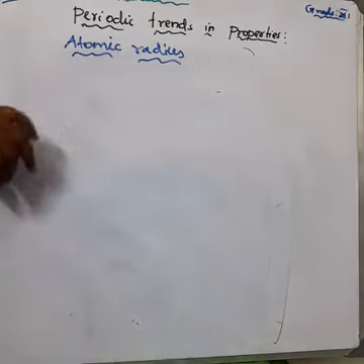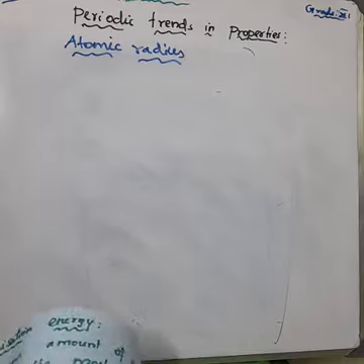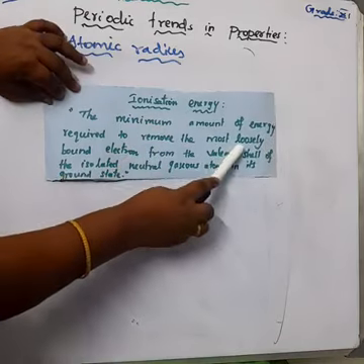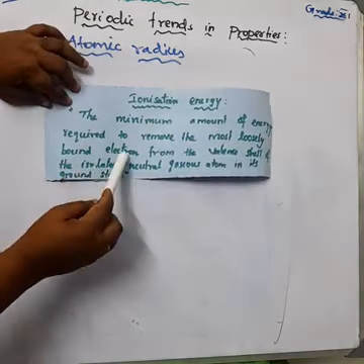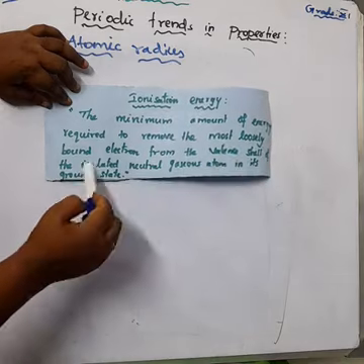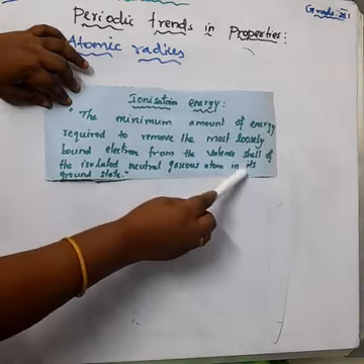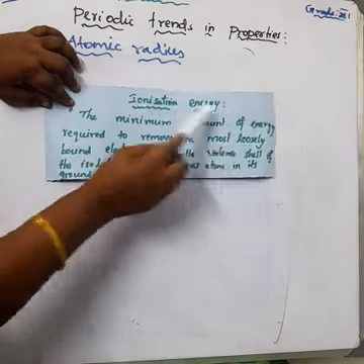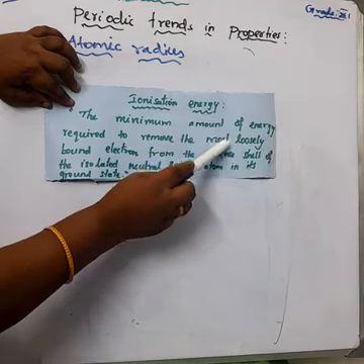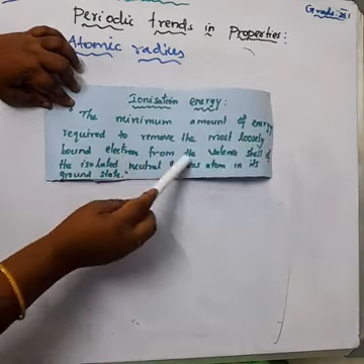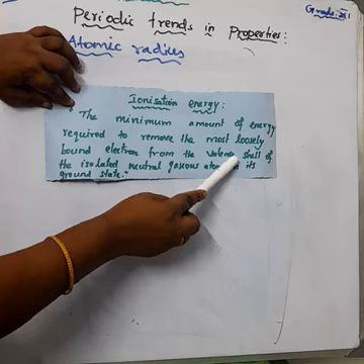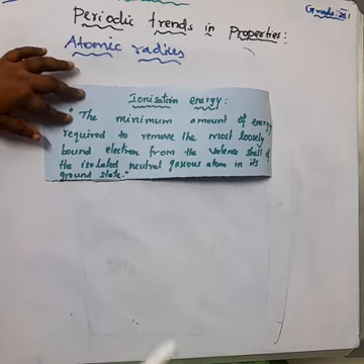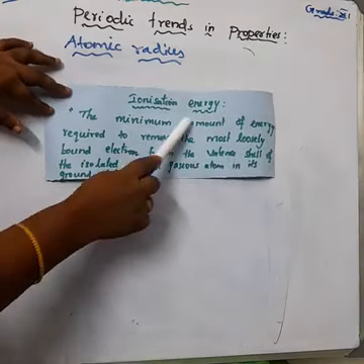And what do you mean by ionization enthalpy or ionization energy? It is defined as the minimum amount of energy required to remove the most loosely bound electron from the valence shell of the isolated neutral gaseous atom in its ground state. When we remove the electron from the valence shell, we should give energy. That energy we call the ionization energy.